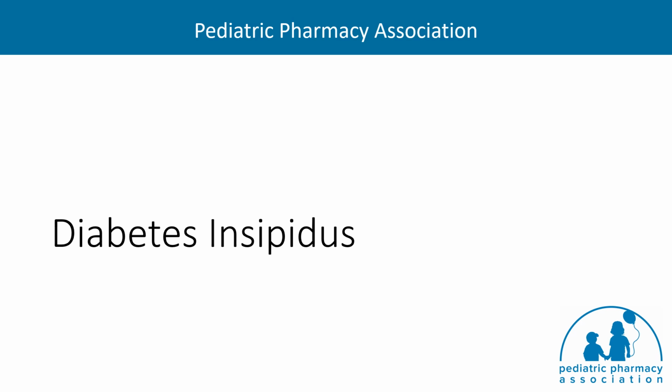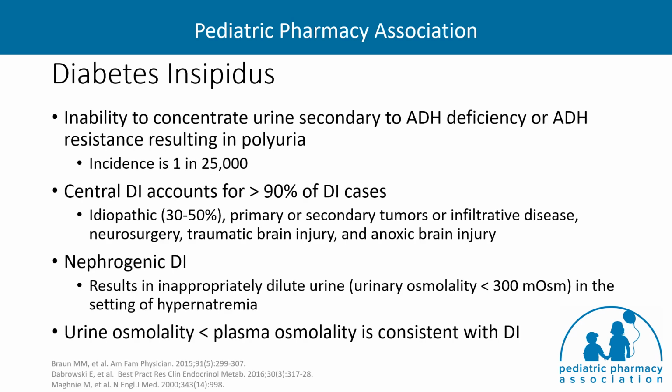Now let's dive into diabetes insipidus. Diabetes insipidus is a syndrome characterized by the inability to concentrate urine secondary to antidiuretic hormone deficiency or resistance, resulting in polyuria and polydipsia. DI is diagnosed by the presence of high plasma osmolality and low urine osmolality, which can be tested for using a water deprivation test. The incidence of DI is 1 in 25,000.